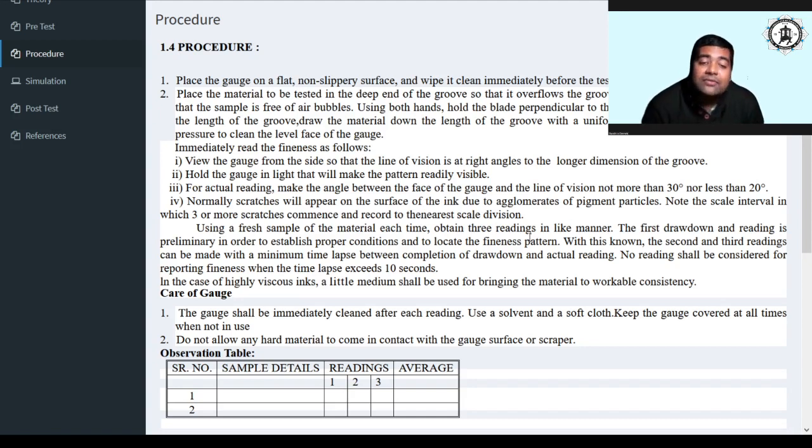In case of highly viscous inks, a little medium should be used for bringing the material to workable consistency. There are some metal deco inks which have very high viscosity. There you should apply some medium. Medium is a vehicle only, without the color, so that the viscosity comes down a little bit.